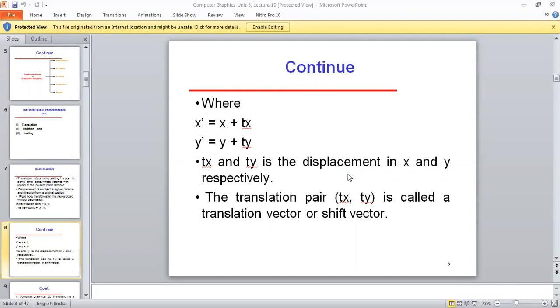Now tx and ty are the displacement or the movement in the x and y axis respectively. So this is called the translation pair, tx comma ty. This is the movement. Suppose along the x axis the translation is 5 units, and then ty, suppose 8 units. We are moving along the x axis 5 units, and along the y axis 8 units. So we can put these values in and calculate the final point.